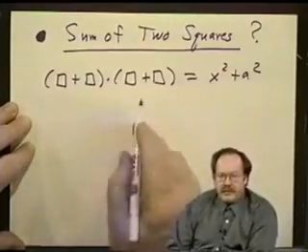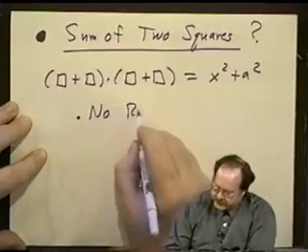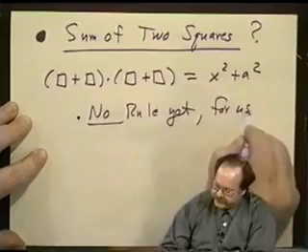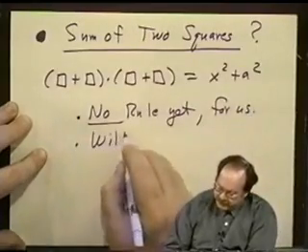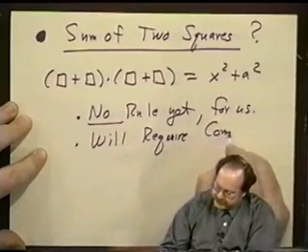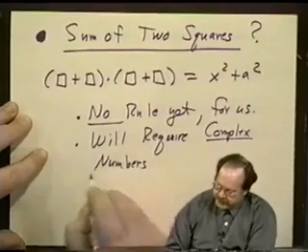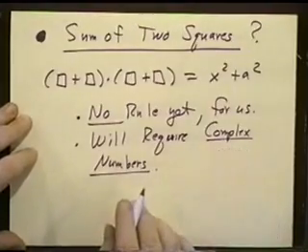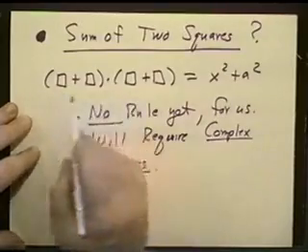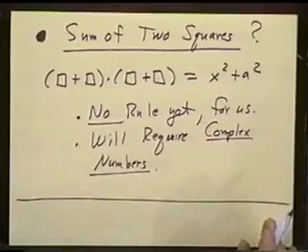Well, is there a pair of binomials for which this is true? Well, unfortunately, there's no rule yet for us. Because it will require complex numbers, which is a set of numbers we haven't quite gotten to yet. We will in a little bit. But for the time being, we don't have complex numbers. And because we don't have complex numbers, we can't fill in this side. So this will have to remain a mystery for the time being.